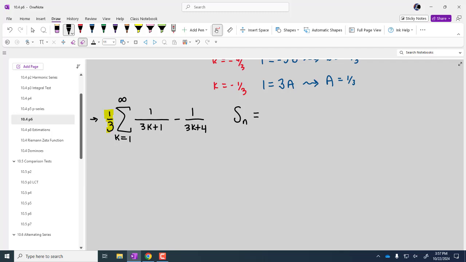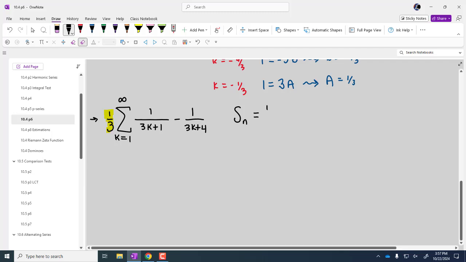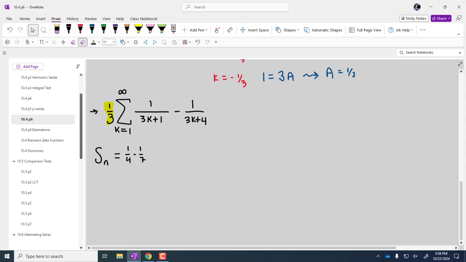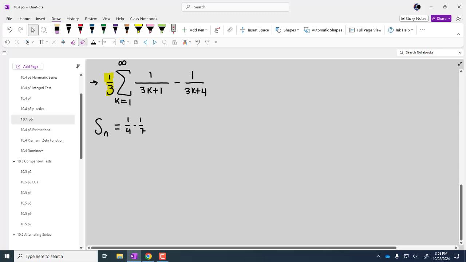When k is 1, we have a 4th minus a 7th. I feel like I might want to give myself more space, so I'm going to do this down here. These things can be kind of long. Okay, so that is our first term, when k is equal to 1. Now luckily this index starts at 1, so we know it's just going to end in n.